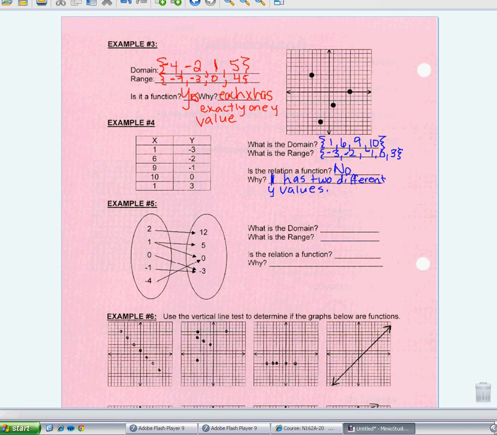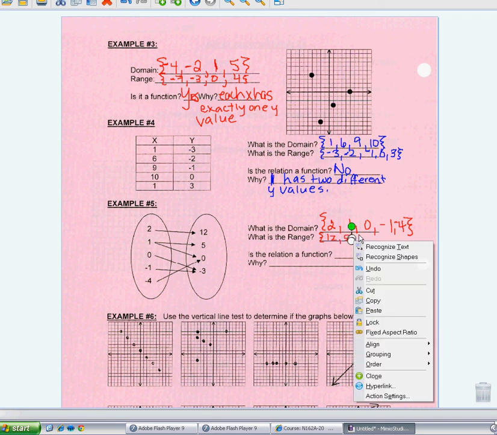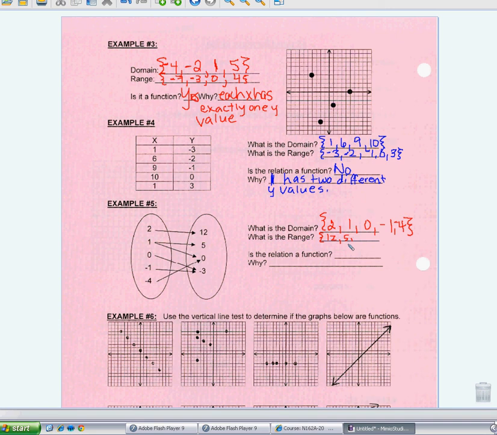Number 3, we have a mapping. And again, the domain, those are going to be my x values. So I'm going to come over here on the left side. Those are my x values. That's going to be 2, 1, 0, -1, and -4. And my range, those are going to be on the second oval. I've got 12, 5, 0, and -3.